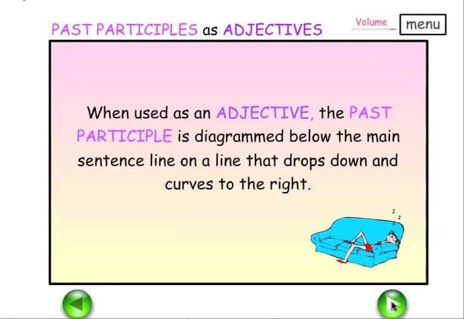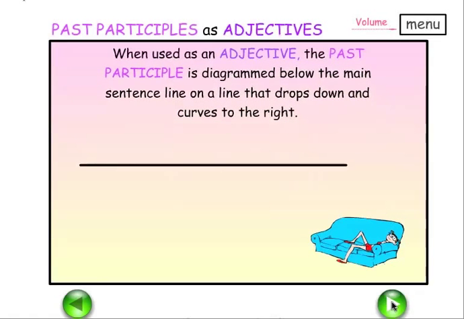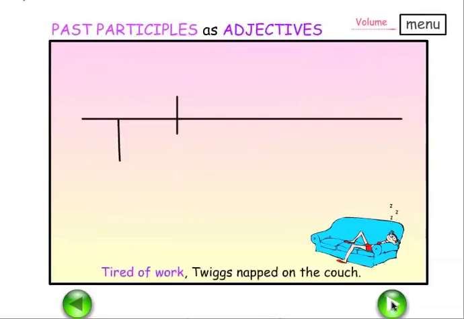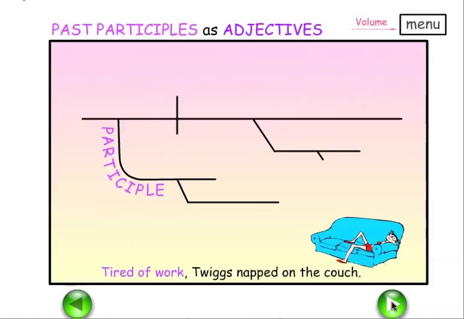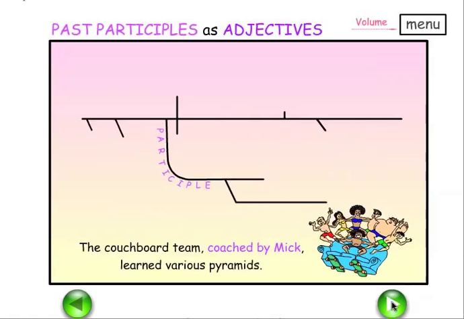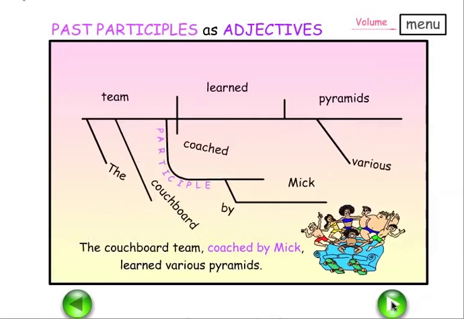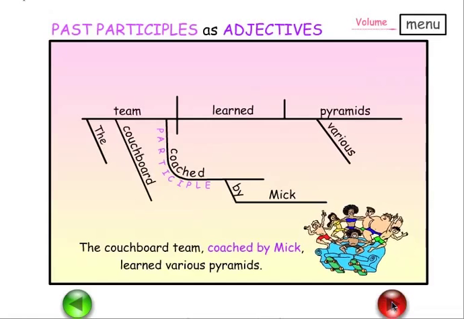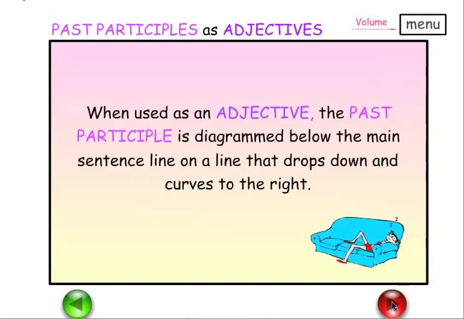When used as an adjective, the past participle is diagrammed below the main sentence line on a line that drops down and curves to the right. Once again, you're trying to get your students to somehow grasp the difference between the modifiers of a sentence, which are participles and adjectives, and the main sentence structure, so they don't get confused as sentences get more complicated. The Couchboard team, coached by Mick, learned various pyramids.